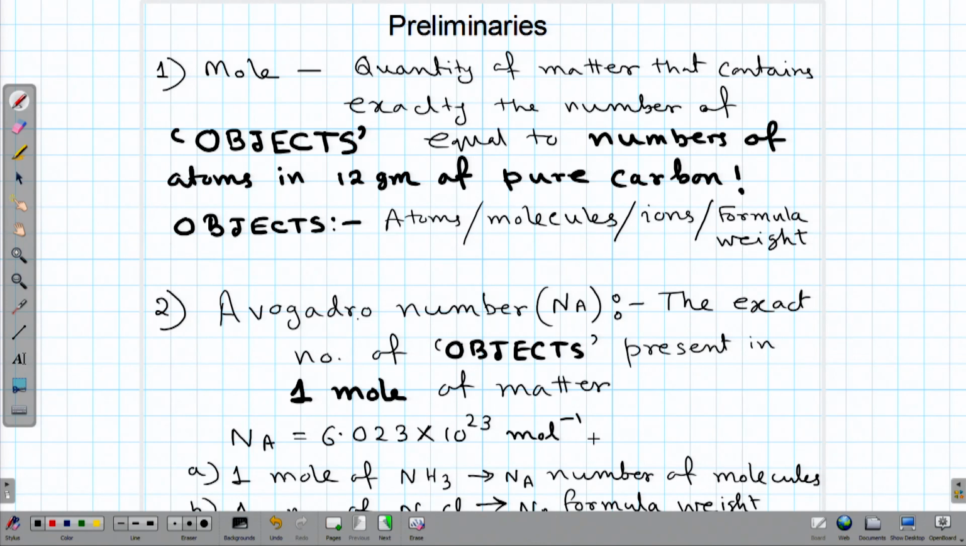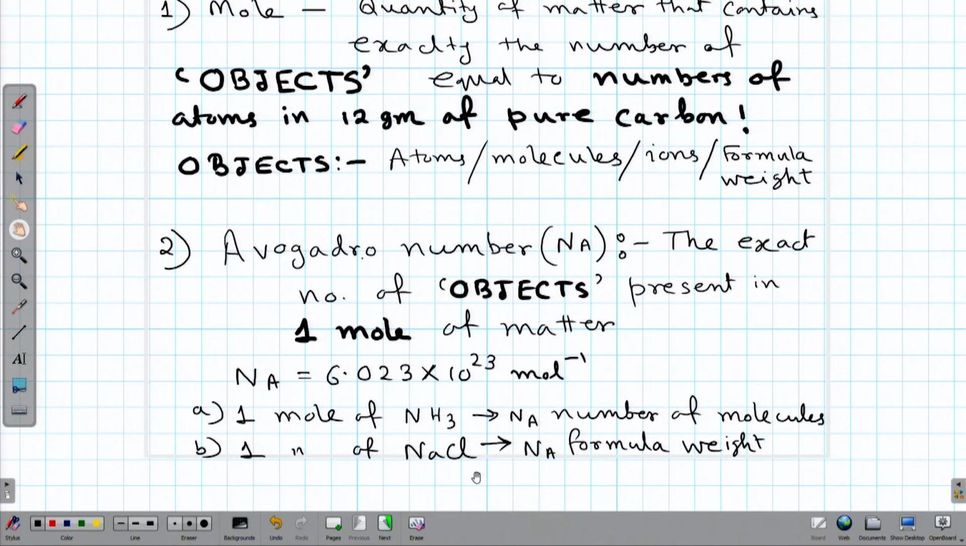So, let us take an example. 1 mole of ammonia has Na numbers of molecules, and if we talk about 1 mole of NaCl, it has Na formula weight of NaCl present in that. Similarly, if we talk about 1 mole of helium gas, it will be exactly Na number of atoms in that gas assembly, because we know that helium is a monoatomic gas, right.